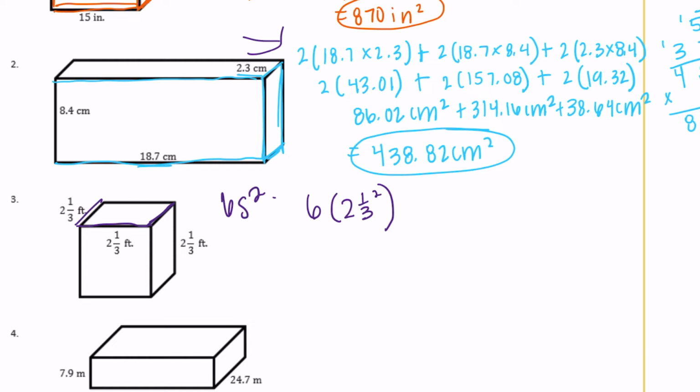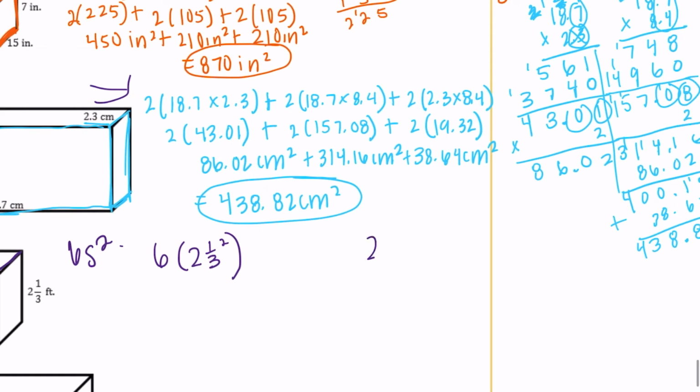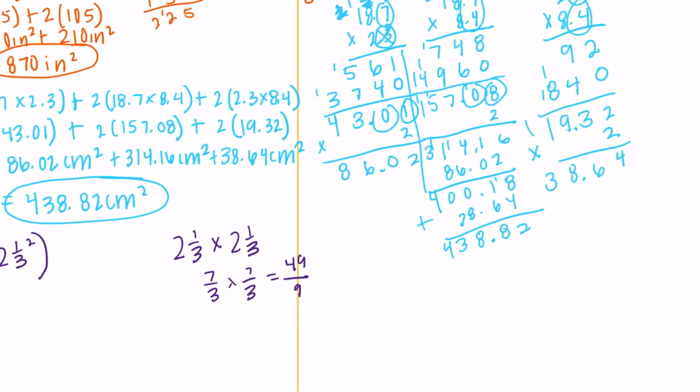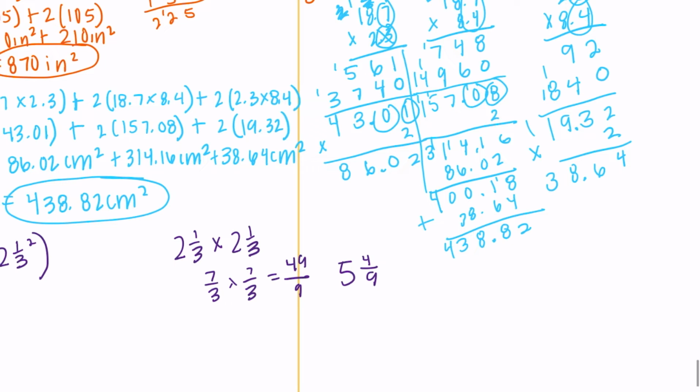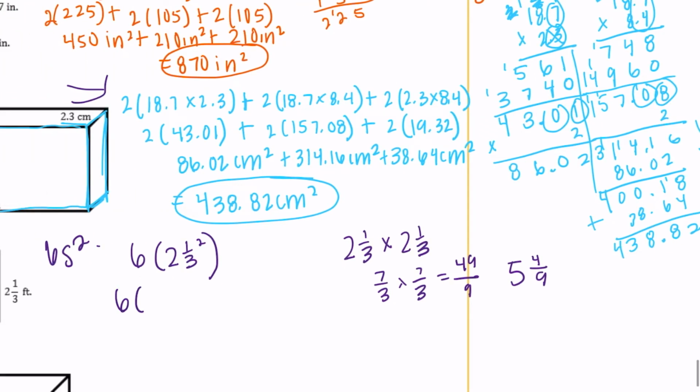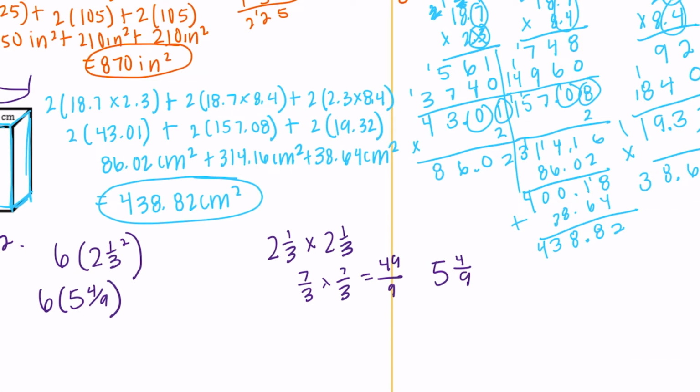So let's do 2 1/3 times 2 1/3. Figure out what 2 1/3 squared is. So 7/3 times 7/3 would be 7 times 7 is 49 ninths. 9 goes into 49. Let's see, 9 times 5 is 45. So we'd have 5 and 4 ninths left over. And we just need to do 6 times 5 and 4 ninths. And I'm just going to leave it as 49 ninths.